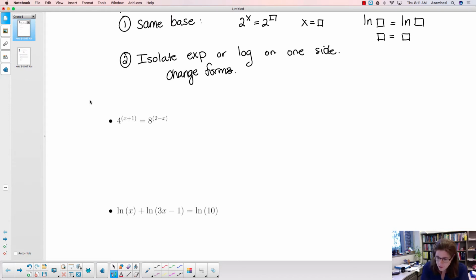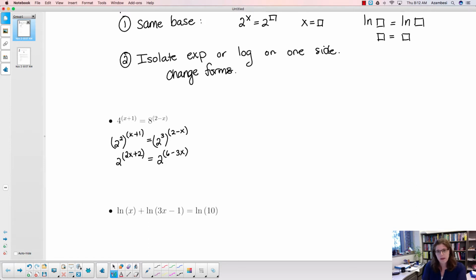So doing that, 4 is 2 squared, and I have that raised to the x plus 1 power. 8 is 2 to the third, and I have that raised to the 2 minus x power. Now remember, rules of exponents say that if you're raising to a power, you multiply. So I want to deal with that multiplication before I drop the bases on these equations. So this is 2 to the power, distributing the 2, 2x plus 2, equal to 2 to the power, distributing the 3, 6 minus 3x.